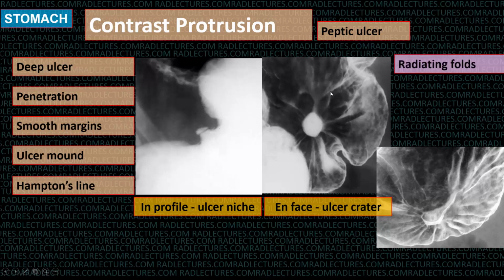En face, you will see radiating folds going right up to the margin of the ulcer. And the folds are smooth, and there is no nodularity of the folds. They are thin folds.